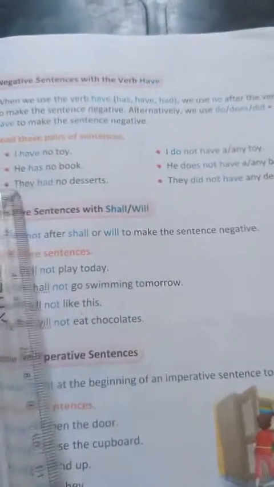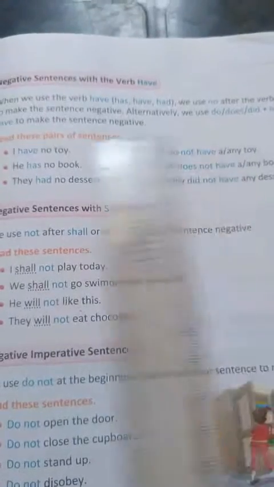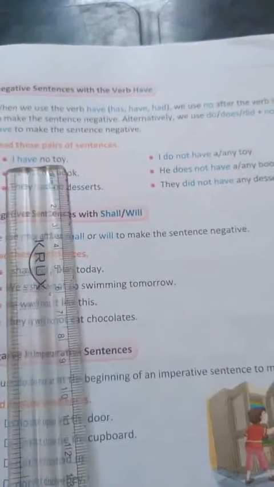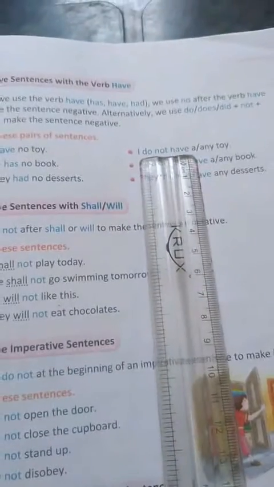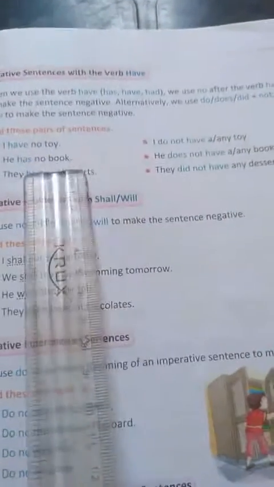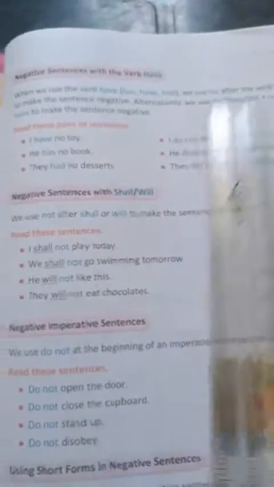You can see the difference between this sentence and these sentences. Here no is mentioned: I have no toy. But here do not have is mentioned: I do not have any toy. Okay, so this is the second rule.